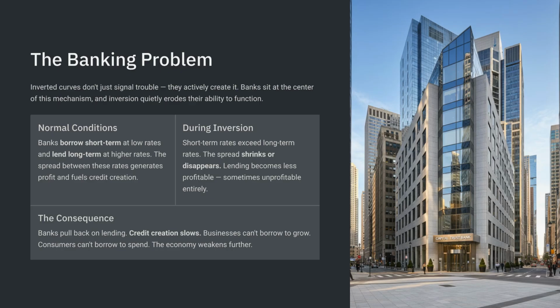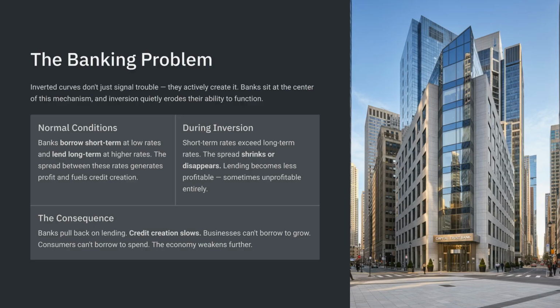Now here's where things become dangerous. The yield curve doesn't just predict problems. It can actually help create them. And banks sit right at the center of this mechanism. Normally, banks borrow money short-term and lend money long-term. For example, they may pay depositors 3% and lend mortgages at 7%. That spread becomes their profit.